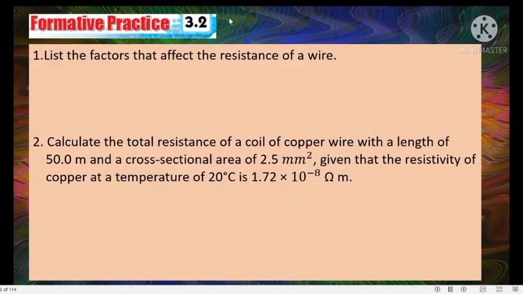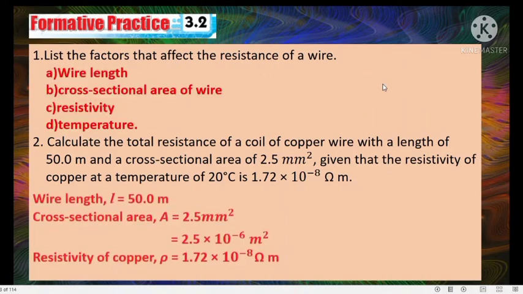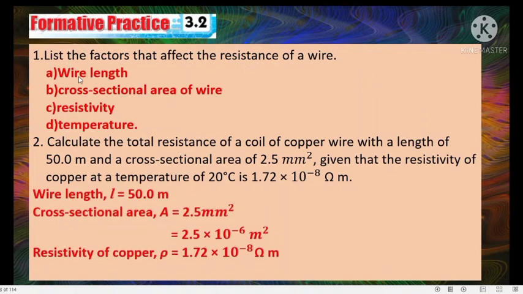Okay, let's discuss formative practice 3.2. List the factors that affect resistance of a wire. There are 4 factors: length of wire, cross-sectional area of wire, resistivity and temperature. That one is based on the formula that we have discussed before.